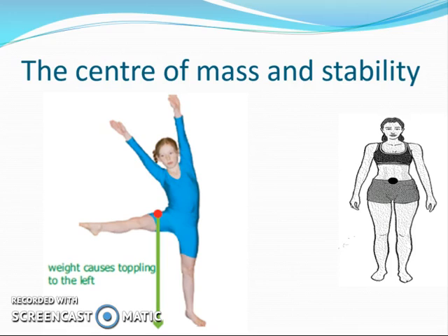The center of mass and stability. The center of mass is where the body is equally balanced in all directions. There are two things that influence this. Weight influences the way the center of mass moves and acts on the body. Stability is related to moving the body in such a way that it moves from its balanced position.